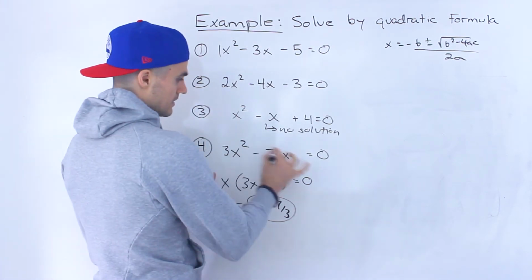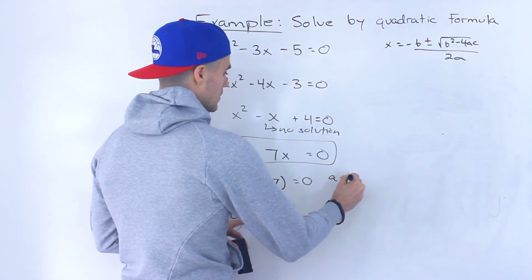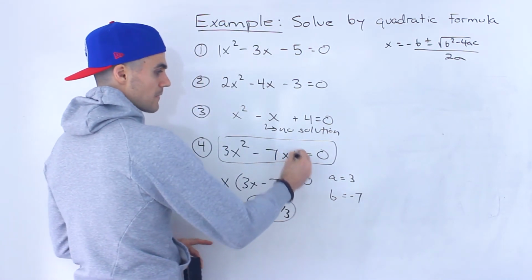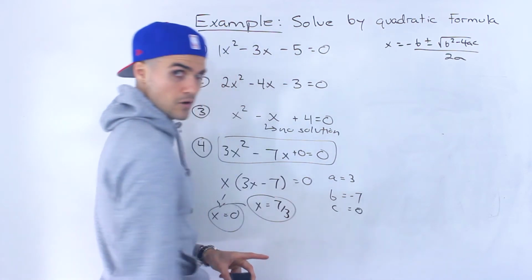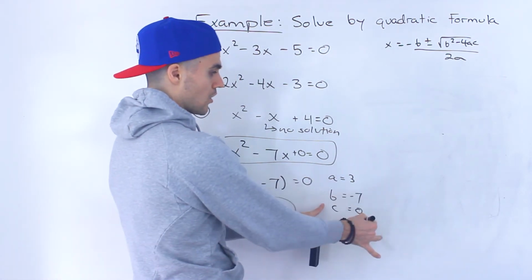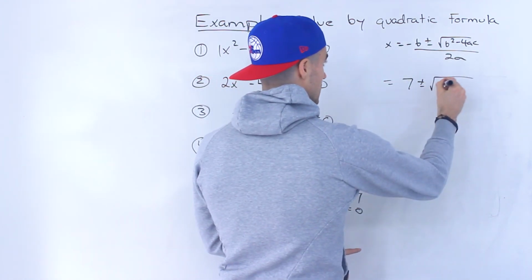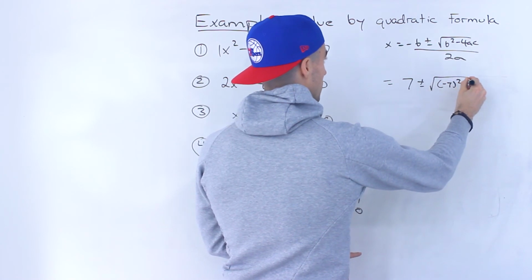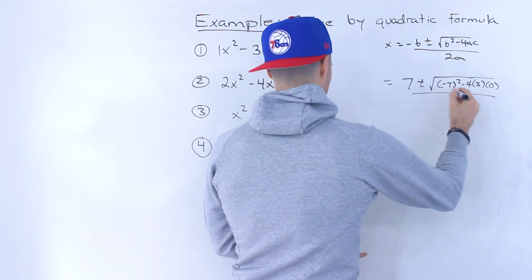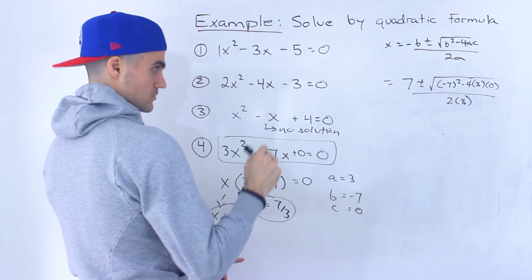Now, what's the a value? The a value is 3. The b value is -7. What's the c value, though? The c value, there's an imaginary 0 right there. So if we plug these parameters in, we would end up with positive 7 plus or minus the square root of -7 to the power 2 minus 4 times 3 times 0, all over 2 times 3.